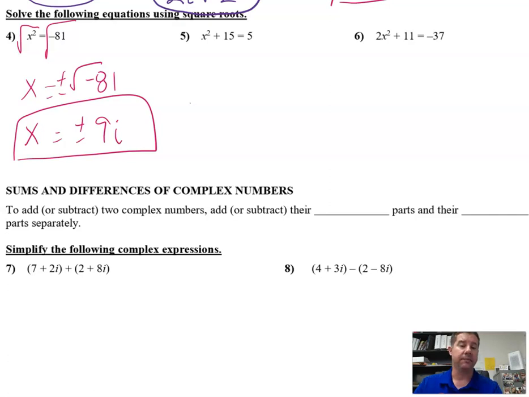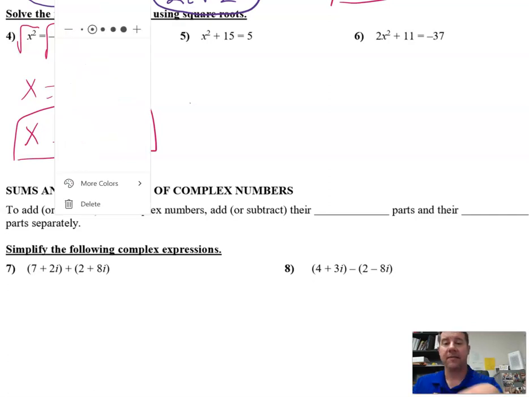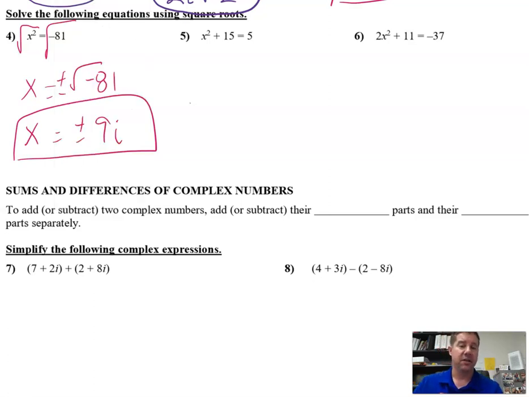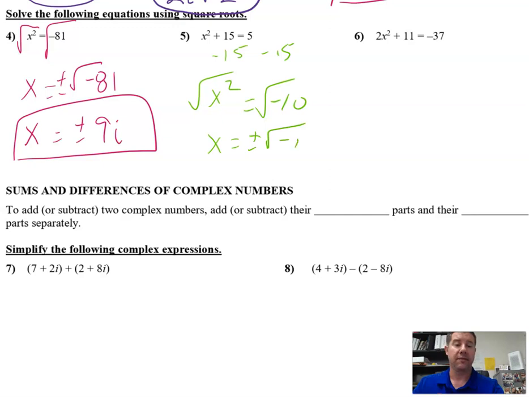All right? Same thing on number 5 now. I want to go and get x by itself. So first step to isolate the variable, like we did before, I'd want to subtract 15 from both sides. So we get x squared equals negative 10. And then now I'm going to root both sides. That's right, boys and girls, plus or minus the square root of negative 10.